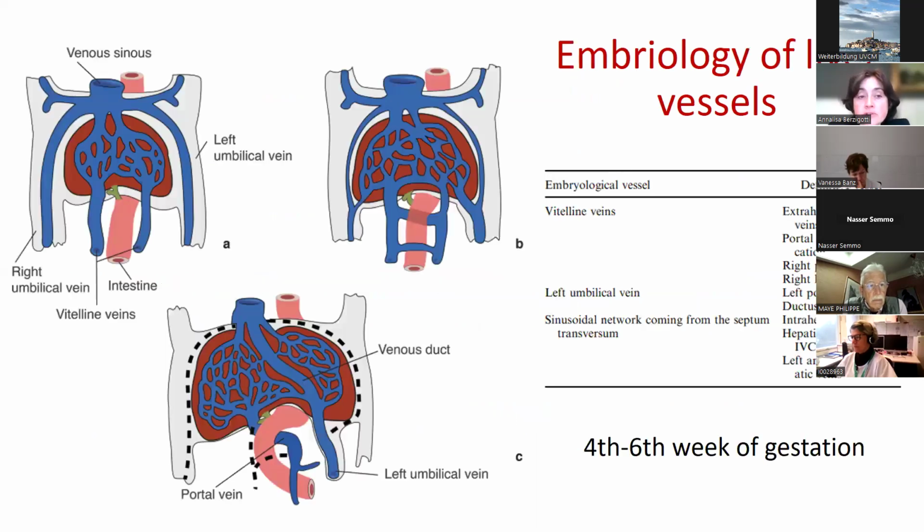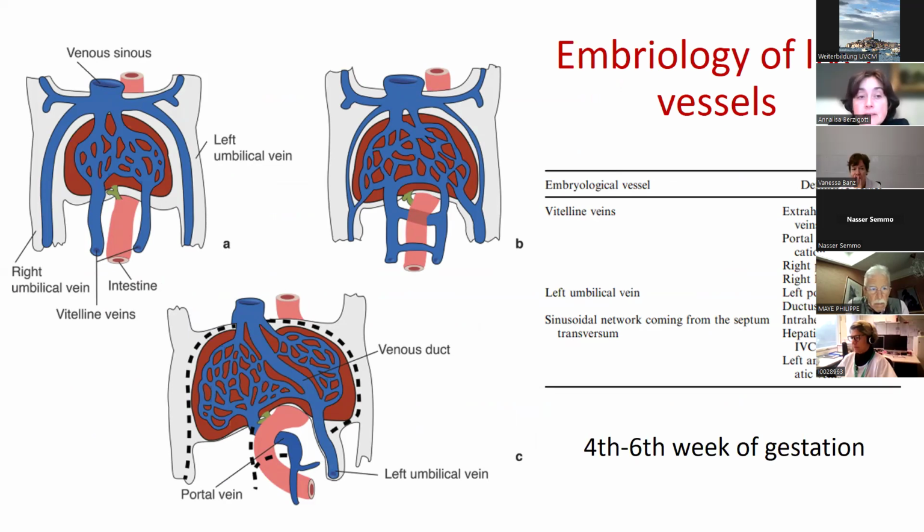I will, of course, not go into detail, but I think it's nice to remember that the liver develops in the context of a very, very large vascularization. So the liver is a vascular organ indeed, and during the 4th to 6th weeks of gestation, take a look at the big transformation that happens.